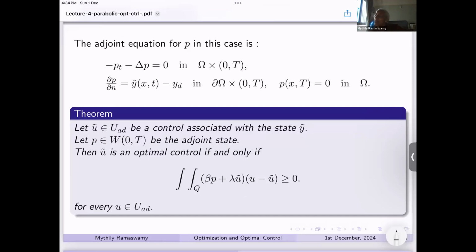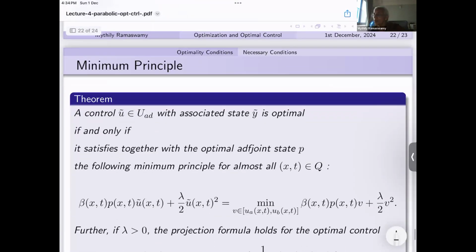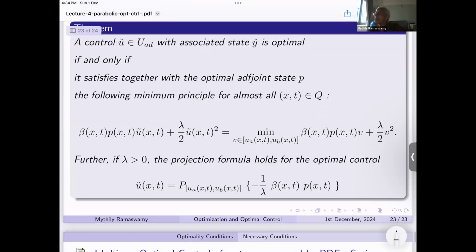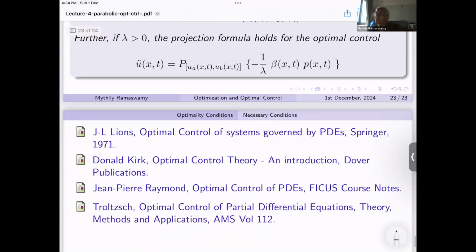Beta P we calculated earlier. It is the same as what we calculated in the case of boundary control, except that now the integral will be over Q, that is omega cross 0 to T. Now the minimum principle can be written down, and the optimal control will be minus 1 by lambda beta P, and that brings me to the end of the lecture.